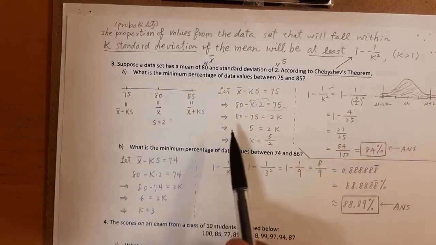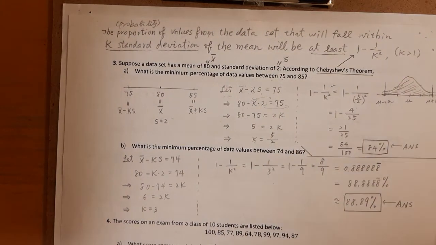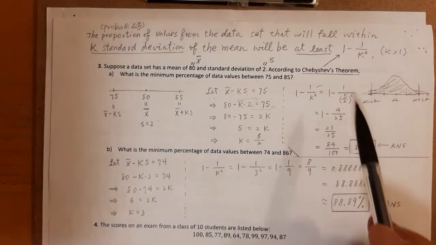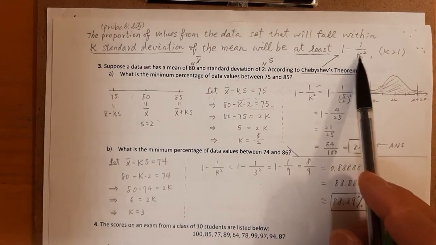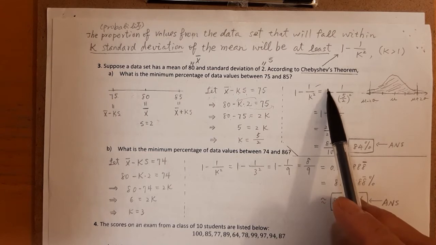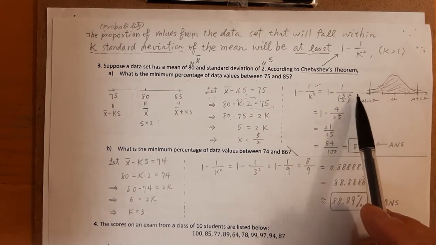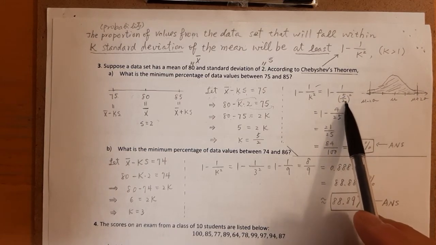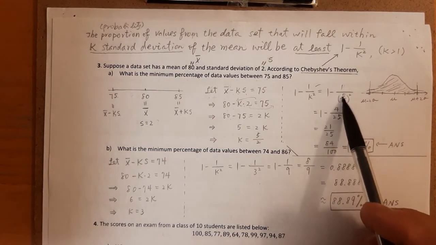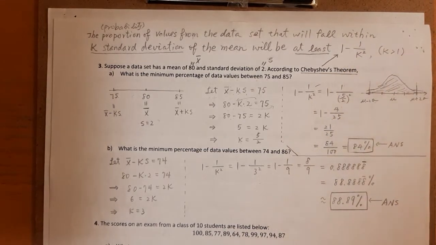So it's the same answer. You got k equal 5 over 2. Then plug into the formula of Chebyshev's theorem. K use 5 over 2. So you get 1 minus 1 over (5 over 2) squared. 5 squared is 25, 2 squared is 4. And 1 over that, you need the reciprocal, it becomes 4 over 25.